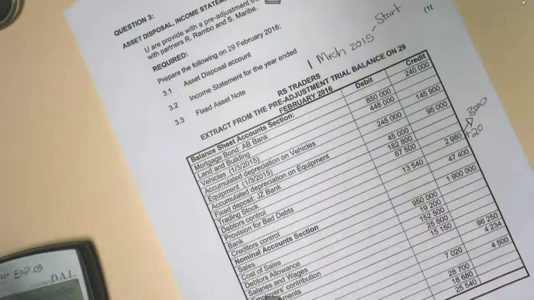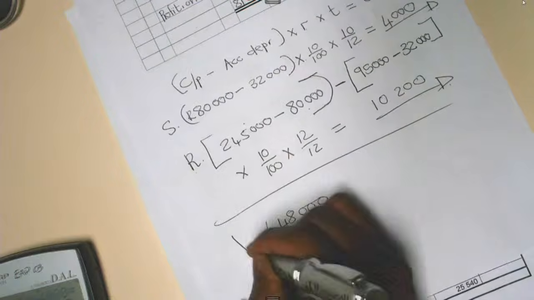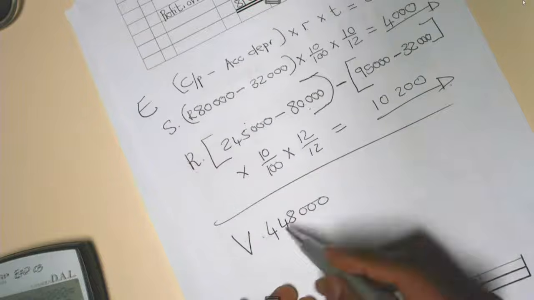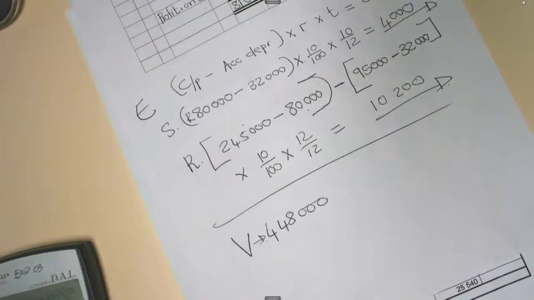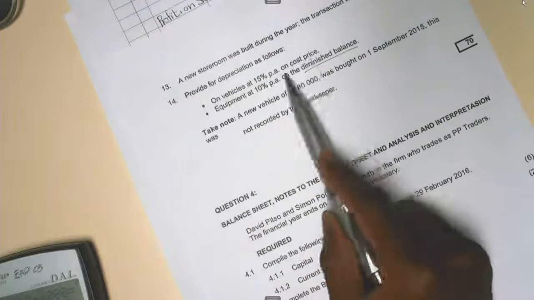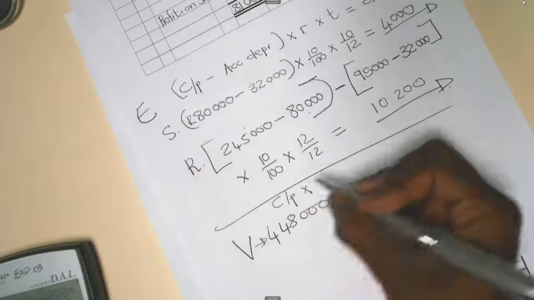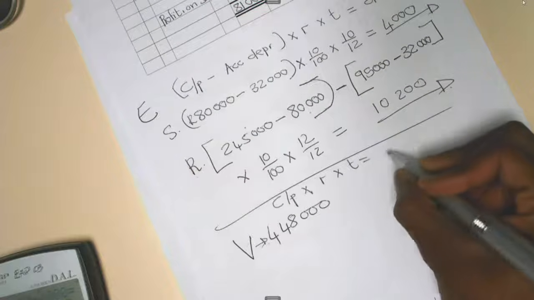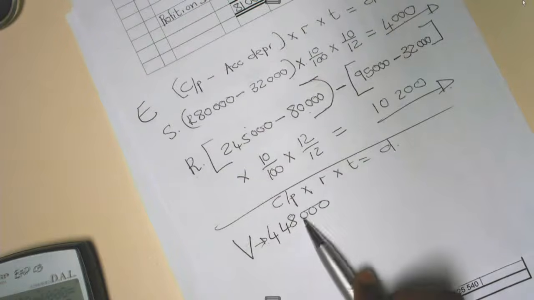448,000. So 448,000 is the vehicles. That one was equipment. So the vehicles, we need to go and check which method we are using. When we look into our information, it clearly states there that on vehicles, it's 15% per annum on cost, which is the straight line method, on cost. Meaning we just take our cost price, multiply it with the rate, multiply it by the time, then it gives us depreciation. Then we need to look at, wasn't there any adjustments which affected the 448,000?